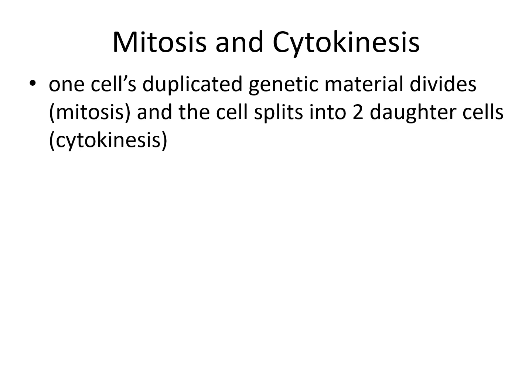Okay, so mitosis and cytokinesis, this is the part of the cell cycle that gets most of the attention in most of your typical biology classes. It's the process wherein one cell's duplicated genetic material divides and the cell splits into two daughter cells. So technically speaking, the genetic material itself dividing is mitosis, and the cell splitting into two daughter cells is cytokinesis.